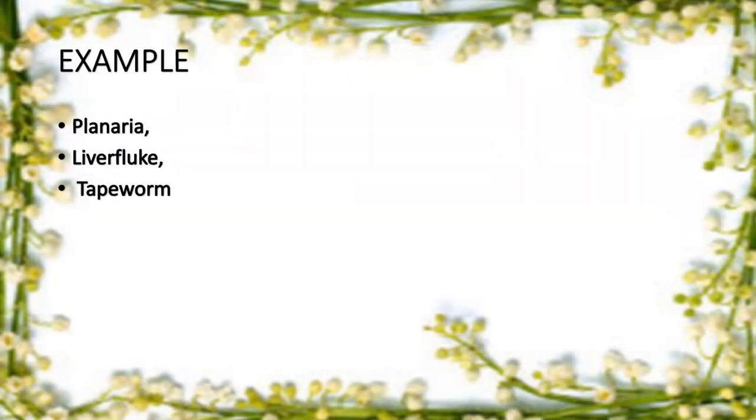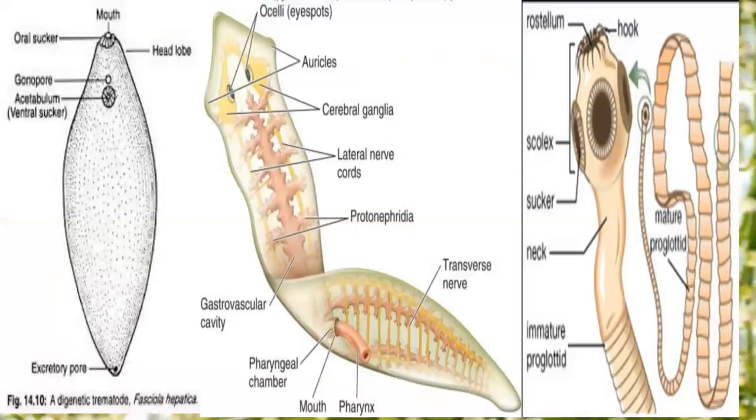Examples are planaria, liver fluke and the tapeworm. This is the picture of liver fluke, in the center planaria, and this is the tapeworm. These are parasites while the planaria is free living.